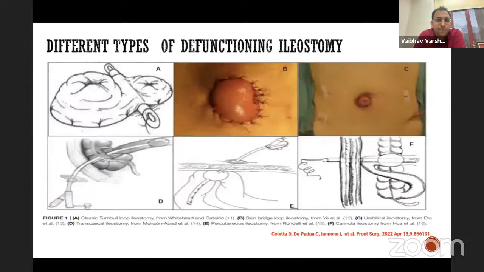And there are different types of defunctioning ileostomy which are mentioned. One is the standard loop ileostomy. The second one is the skin bridge, where they don't remove the whole skin from the abdominal wall and just leave a rectangular patch attached to one side, and then this skin bridge is used across the mesentery and helps prevent stomal retraction. Then there is the umbilical ileostomy, and then the other methods, as I mentioned, percutaneous ileostomy and cannula ileostomy.